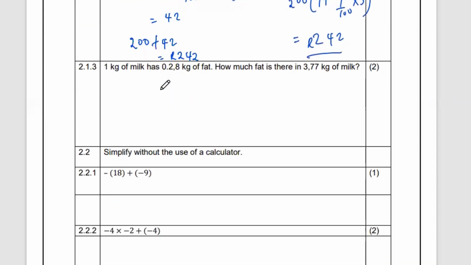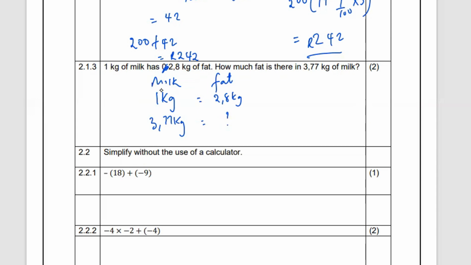And then 2.1.3. They're telling us that if 1 kilogram of milk, okay, so we're comparing milk and fat, gives us 2.8 kilograms of fat, how about 3.77 kilograms of milk? How much fat can we get from that?